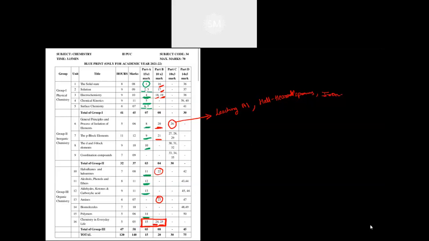Which one should I repeat? Which one do you want me to repeat? Do you want me to repeat the whole thing? This 3 marks, you're asking me? Okay, I'll see. One is leaching of aluminium. I'll write it once again.